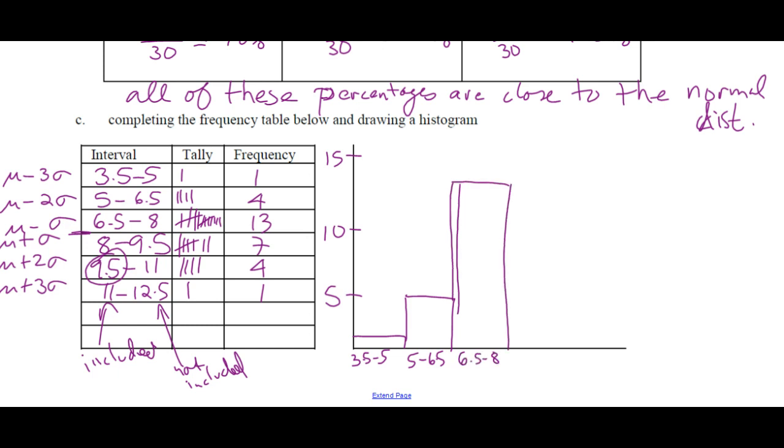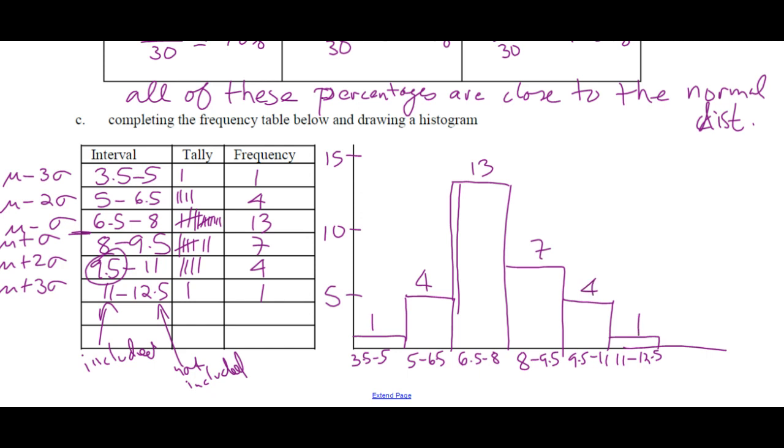Okay, so these bars should be about the same width, right? I'm not going to take a ruler on a test and measure your bars, but don't go drawing one like this. Okay, so they should be about the same width. Next one is 8 to 9.5, which is 7, so 7 would be about here. Then we got a 4 for 9.5 to 11, basically the same height as that. And then we got a 1 for 11 to 12.5.